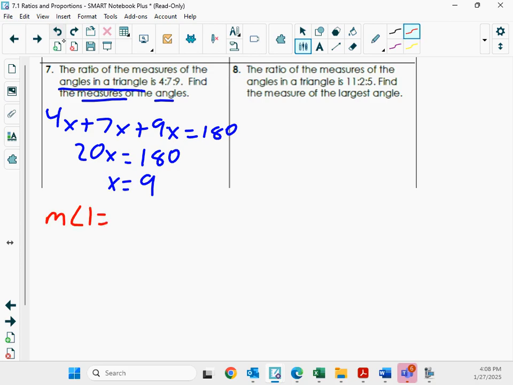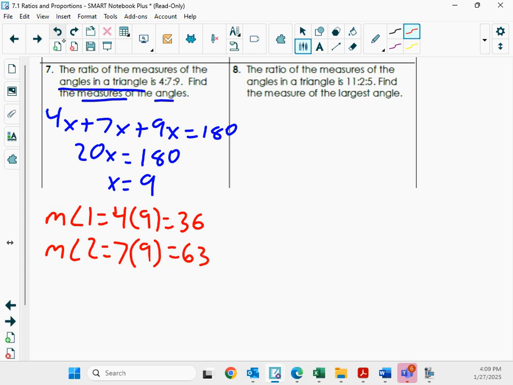Measure of angle 1 equals 4 times 9, which is 36. Measure of angle 2 is 7 times 9, which is 63. And measure of angle 3 is 9 times 9, which is 81. There we go. That's all three angles.